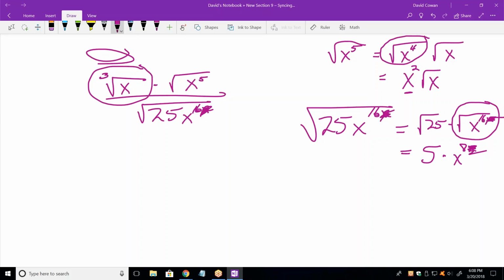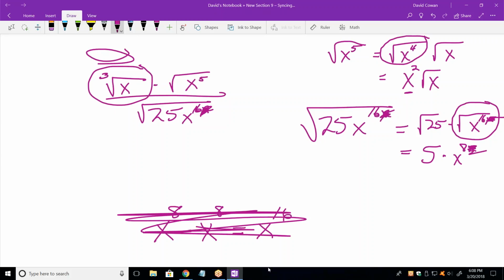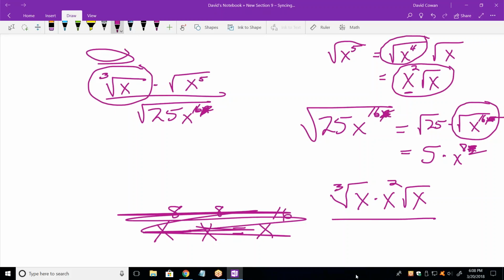Okay. Notice that x to the 8th always has to pass this check. If x to the 8th times x to the 8th is x to the 16th, then the square root of x to the 16th is x to the 8th. Okay, so let's put it all together. Let's see, I'm going to write over here on the lower right, that way I'll be able to scroll down. So I have the cube root of x times that, which is x squared square root of x, all divided by 5x to the 8th.